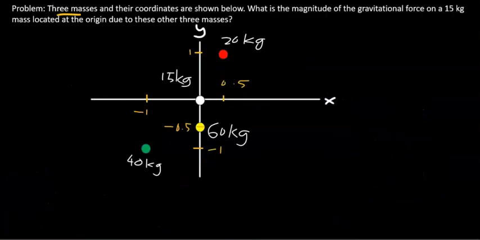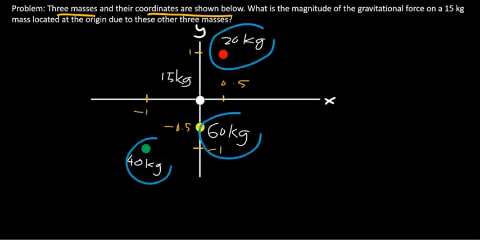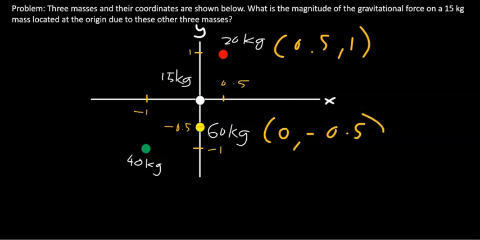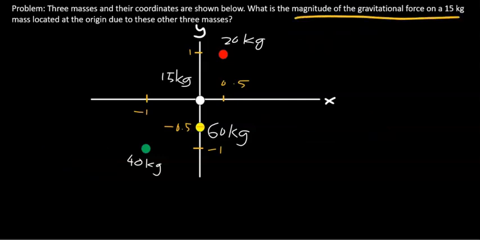Problem 3. Three masses and their coordinates are shown below. So you have a 20 kg mass, a 60 kg mass, and a 40 kg mass. The 20 kg mass is located at point (0.5, 1). The 60 kg mass is located at a coordinate of (0, -0.5). And the 40 kg mass is located at coordinate (-1, -1). What is the magnitude of the gravitational force on a 15 kg mass located at the origin due to these other three masses? So let's do one by one.